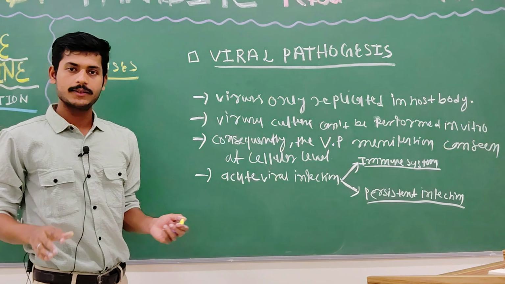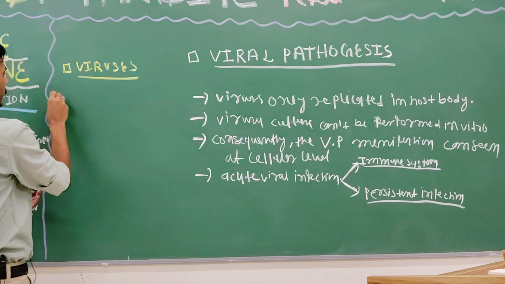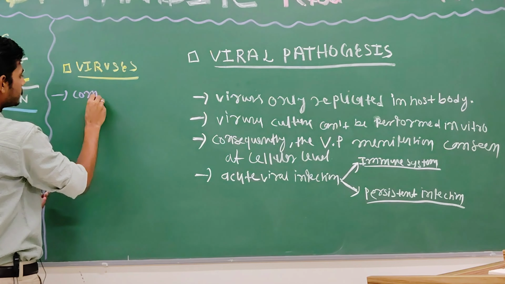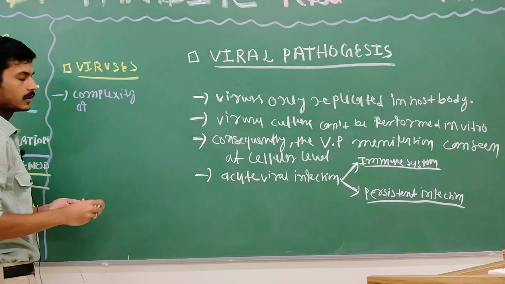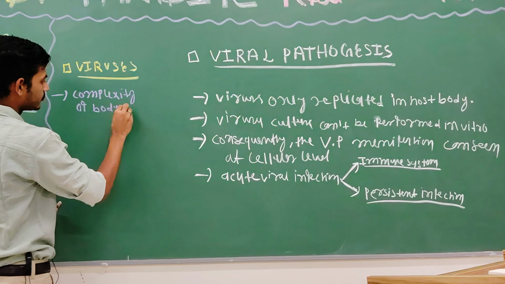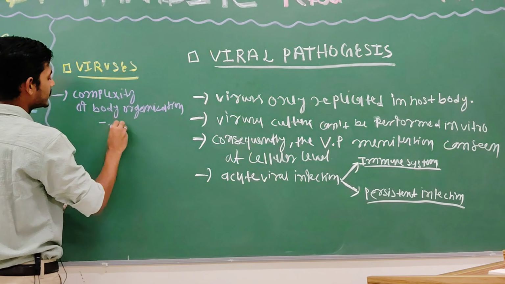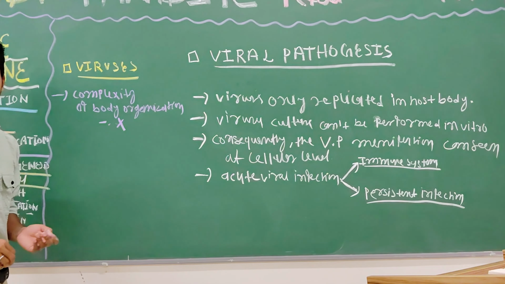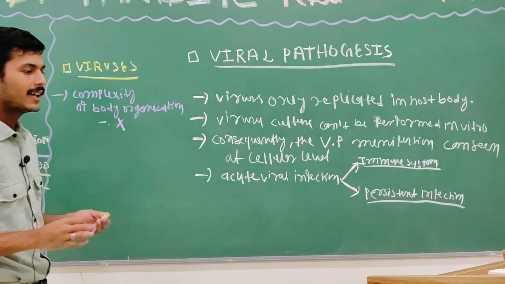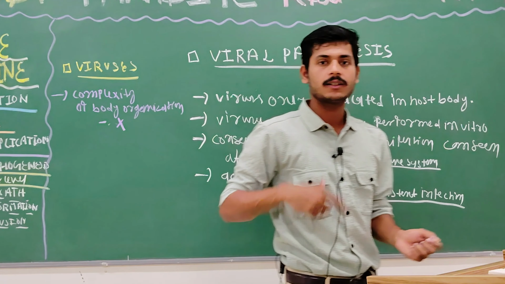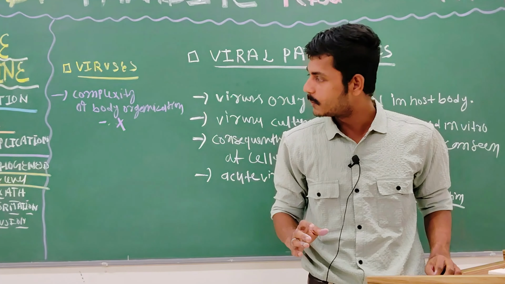Viruses generally are devoid of cellular structure. They don't contain too much complexity. The complexity of body organization is absent. They don't carry too many cellular organelles. That's why they can replicate fast. They don't have too many cellular organelles.